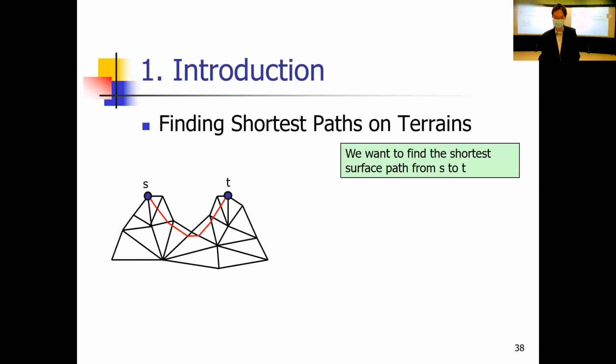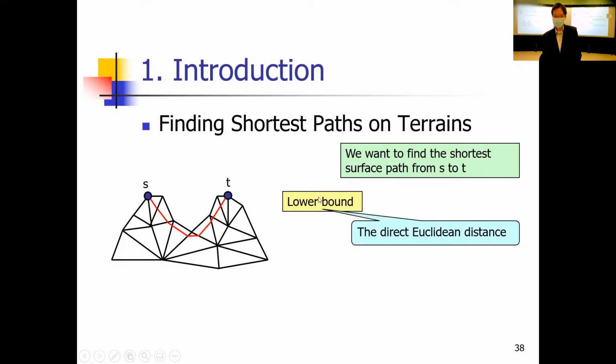As I mentioned, we want to find the shortest surface path from source to t, and we have this figure. Now let me give you some literature review so that you understand what is the meaning of lower bound. Here we know that the total length of the red color lines corresponds to the shortest distance from source to destination. And the lower bound in the literature, it's not mine, is just the direct Euclidean distance. You can see that the green color one is a lower bound of the red color one, which means that the length of the green color one must be smaller than or equal to the length of the red color one. This is the common technique in the literature.